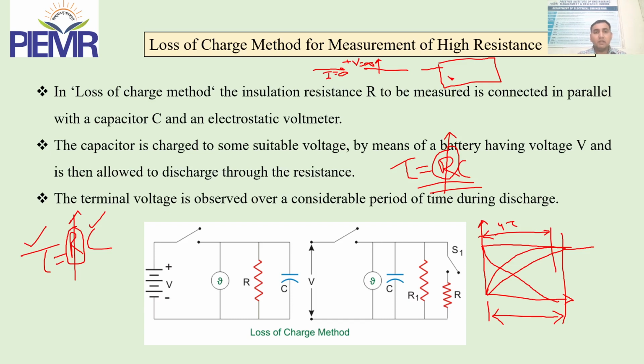It takes some time, and we have to note it after using the close switch. When we close the switch, the capacitor is charging for a particular time, and it becomes full. When it is fully charged, we open the switch. In this way, the capacitor discharges its voltage through the resistance, and we note the period of time during the discharge.